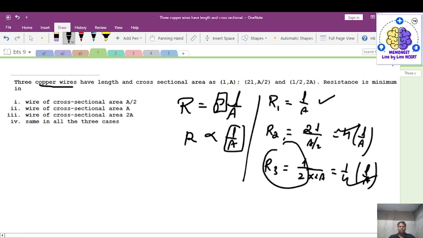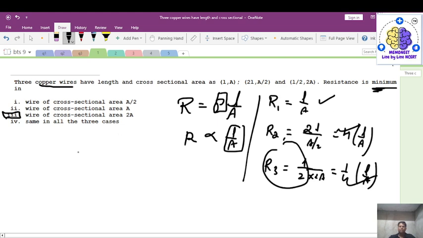Wire of cross section A by 2, wire of cross sectional area A, wire of cross sectional area 2A, same in all the three cases. No. So the correct answer here will be option 3, that is the wire having a cross sectional area of 2A has the minimum resistance here. They have asked us the minimum resistance.